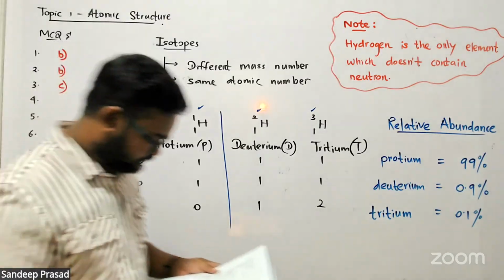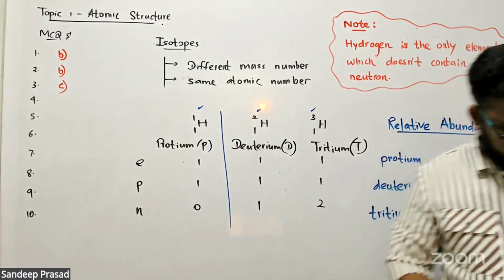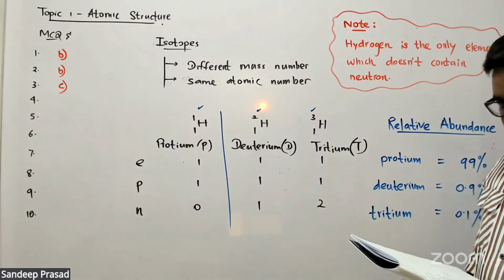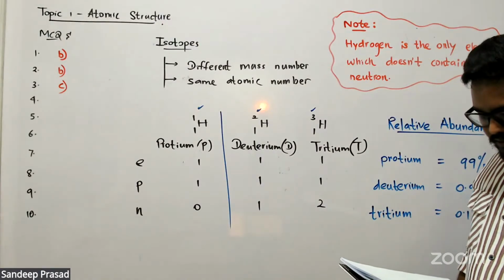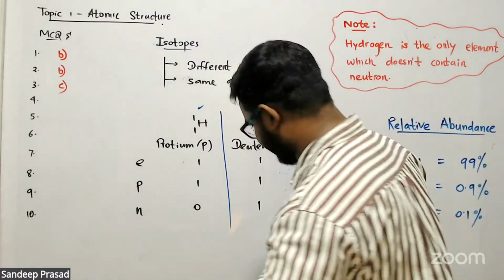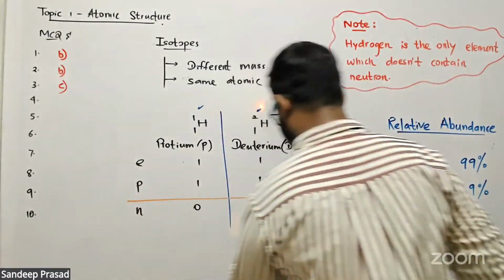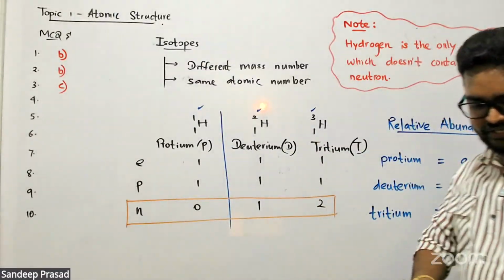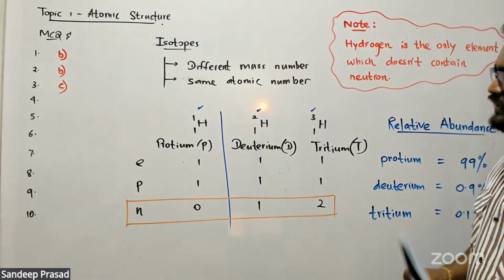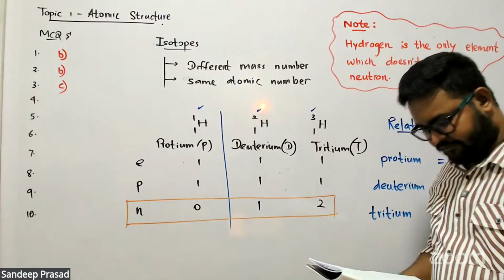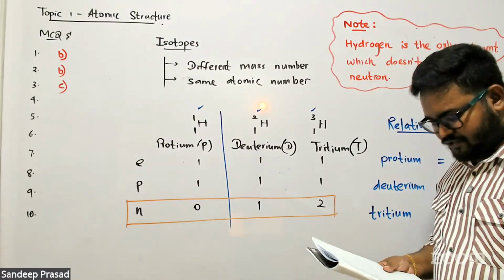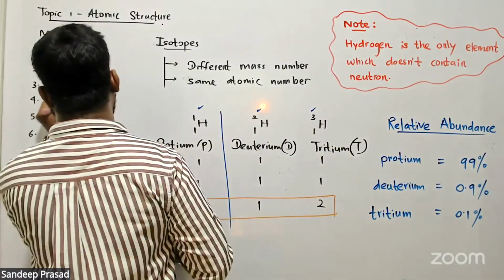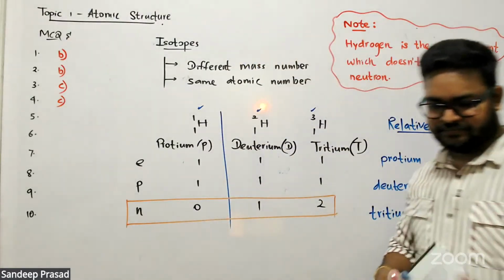Isotopes of the same element have the same atomic number, different mass numbers, and a different number of neutrons, but the same number of protons. Students, you can see that isotopes exist because of the different number of neutrons. Here you can see 0, 1, 2 neutrons for protium, deuterium, and tritium. So therefore, for question number 4, the answer is C.